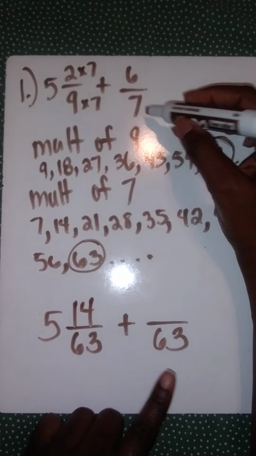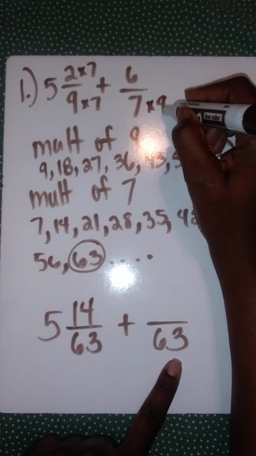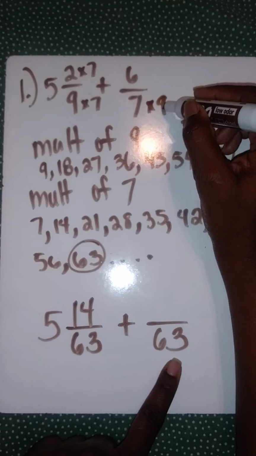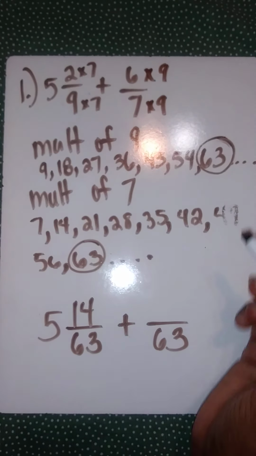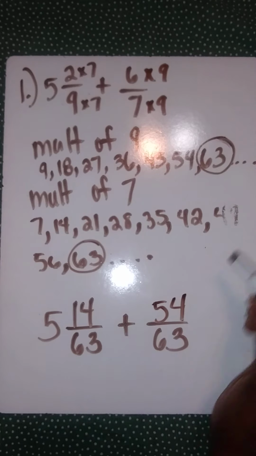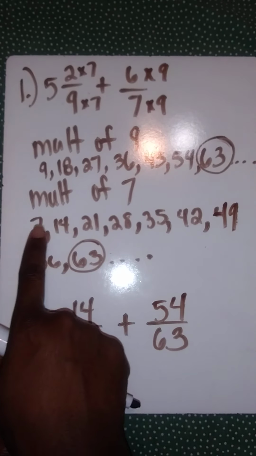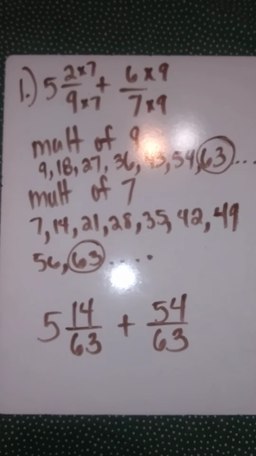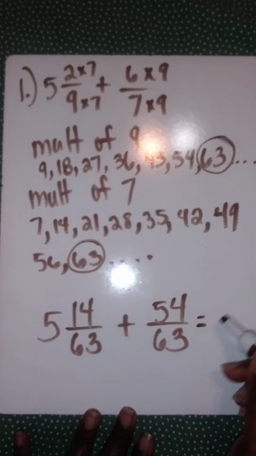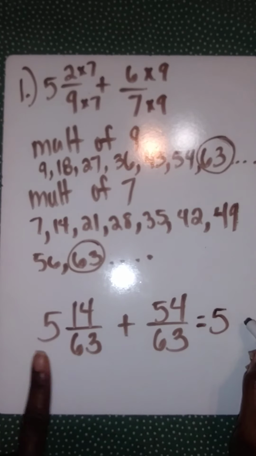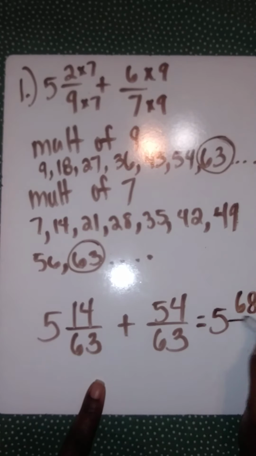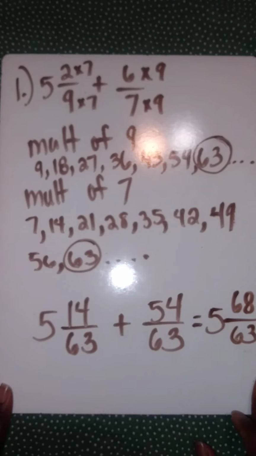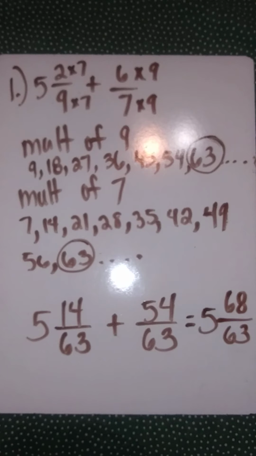So now I can say 7 times what gave me 63. 7 times 9 gave me 63. So since I multiply this 7 by 9, I can multiply this 6 by 9. And that's going to give me 54. And again, you can count. Okay, I got 1, 2, 3, 4, 5, 6, 7, 8, 9. And that's where that 9 came from. So now I have a common denominator. So I'm going to add my numerators and bring over my whole number. So I got 5 and 68 over 63.